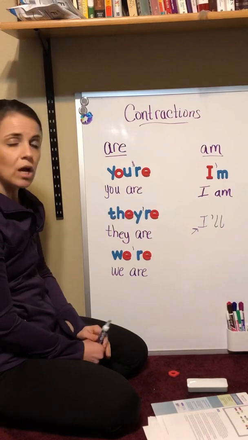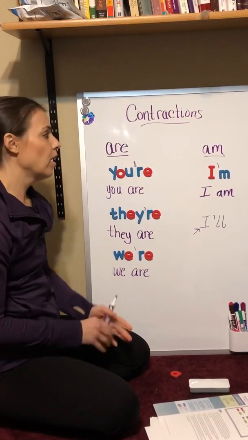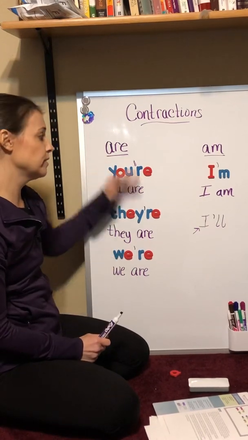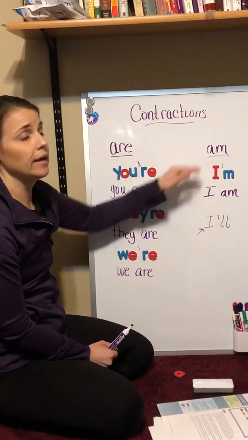Good job. Now you're going to go to Google Classroom, and there's an assignment on there to write some sentences just like you did yesterday, using the contractions for are and am.